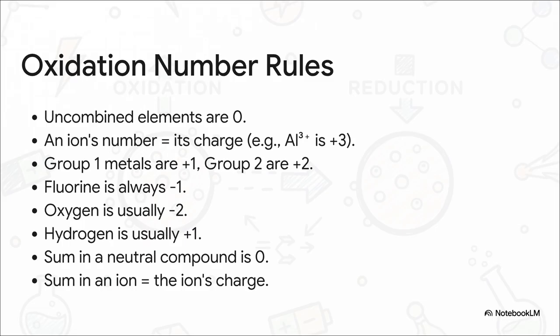Now, of course, there are a few rules to this game. An element all by itself is always zero. A simple ion, its oxidation number is just its charge. Easy. And then you have some elements that are just super reliable. Group 1 metals are always +1, oxygen is pretty much always -2.